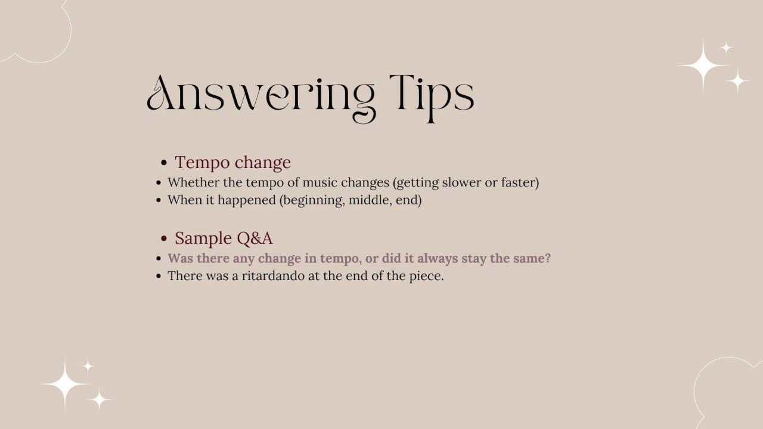And tempo change, whether the tempo of the music changes, like getting slower or faster, and when it happened. Is it in the beginning, middle, or at the end? Sample Q&A. Was there any change in tempo or did it always stay the same? There was a ritornando at the end of the piece.